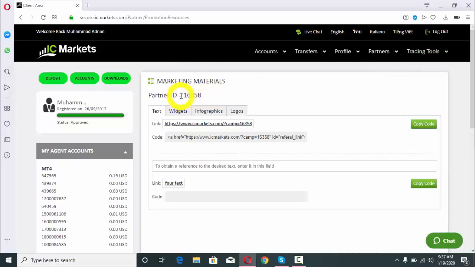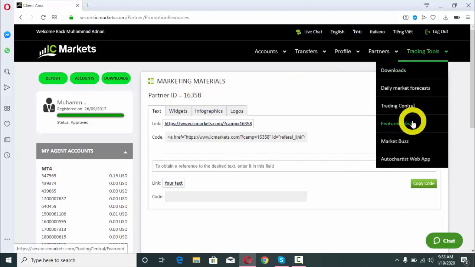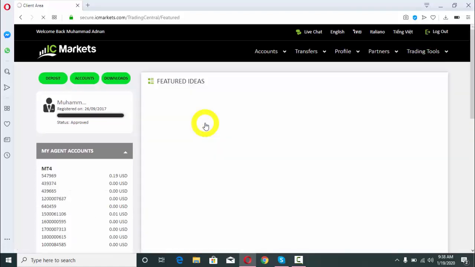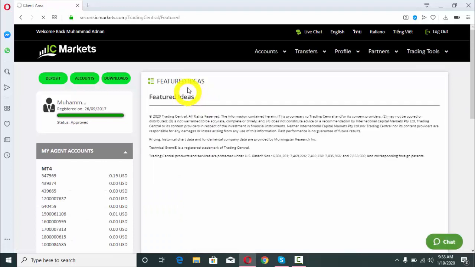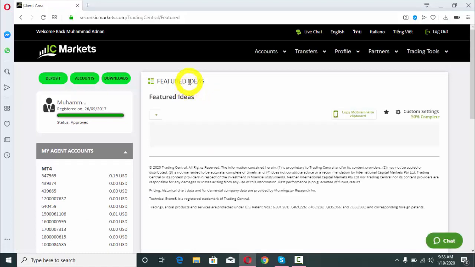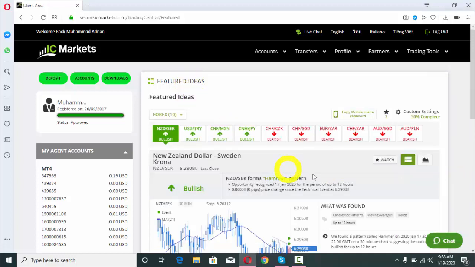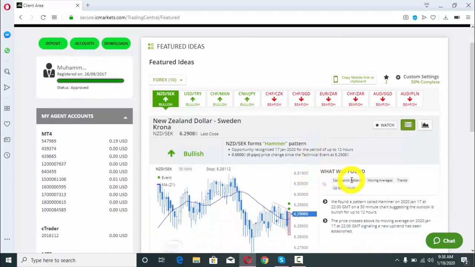My dear fellow traders, first of all we will log into the personal area of IC Markets. After that, we will click on featured ideas. After clicking on that, we will come to this tab and here we can see different kinds of pairs. Now remember one thing, they are going to give us their own choice of pairs, the pairs preferred by Trading Central as per their own desire.